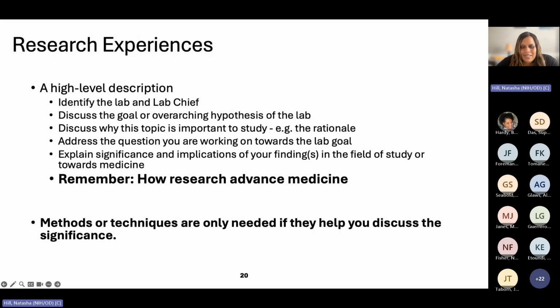If not, please don't list a bunch of techniques that you learned in the lab, like Western blot or qPCR or flow cytometry, just to show that you learned those experiences, right? Think about the things that you learned about medicine that are going to help you as a physician.